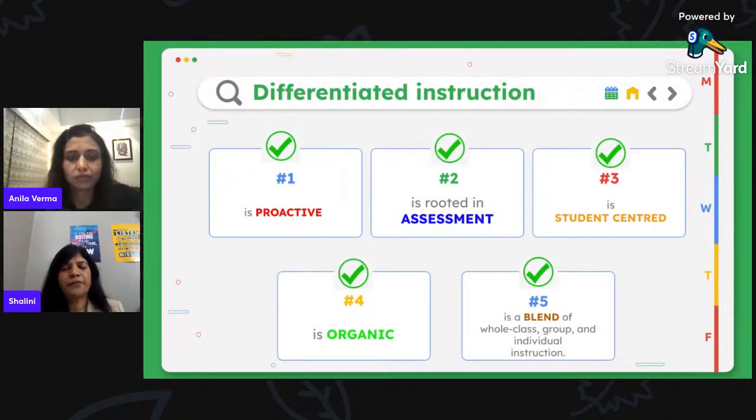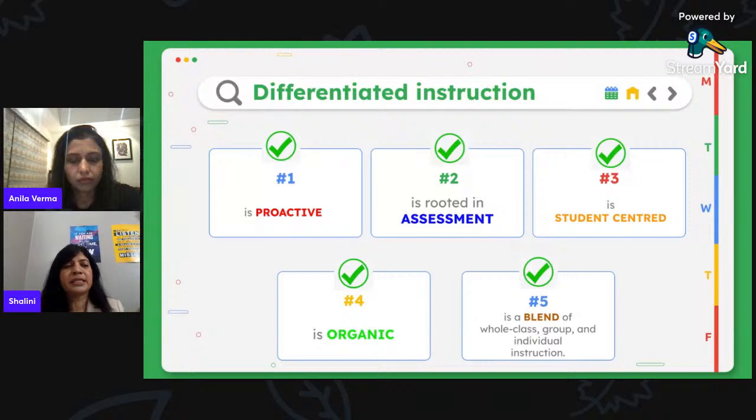Now we are going to talk about, if the things that we talked about were not differentiation, then what is differentiated instruction? There are some features of differentiated instruction that we are going to talk about. Number one, it is proactive. When we know all the children in our class, it is very important for us to know what kind of learners we have in our class, what is their readiness level, what are their interests, what families they come from, what are the things that they are going through. Once we know all kinds of learners, then we will be able to plan activities or learning engagements in such a way that will suit all kinds of learners in the class, and it cannot happen spontaneously. For that we need to be proactive. We need to know the learners and plan the activities accordingly.